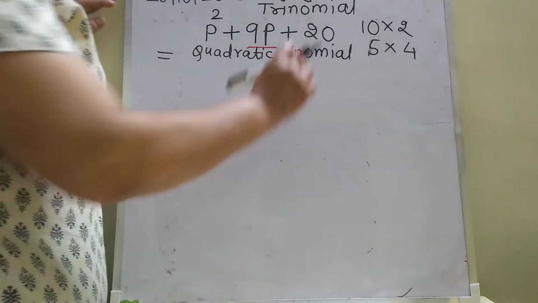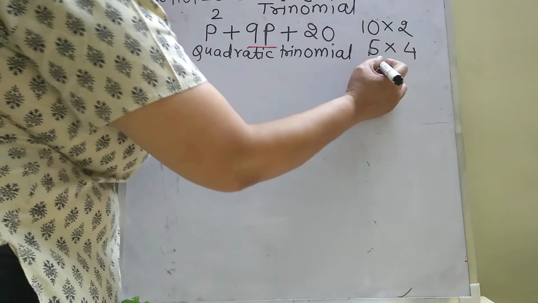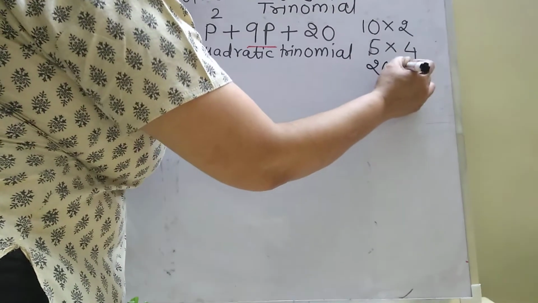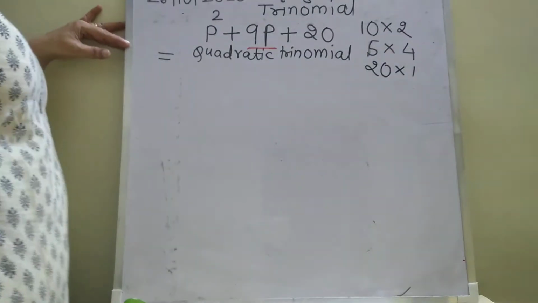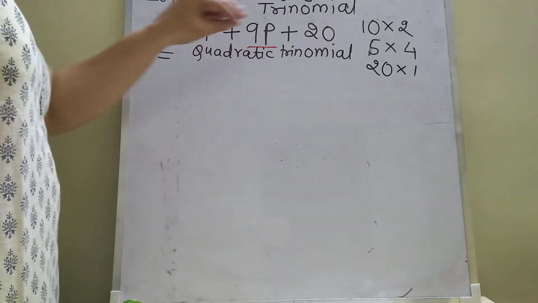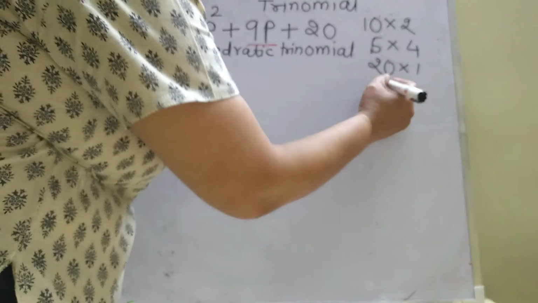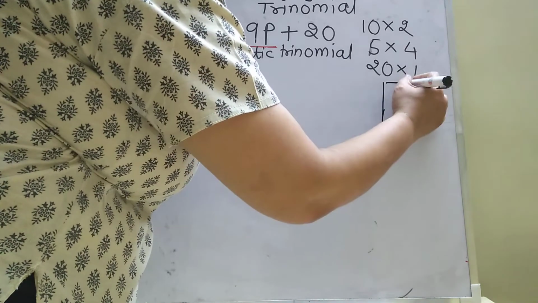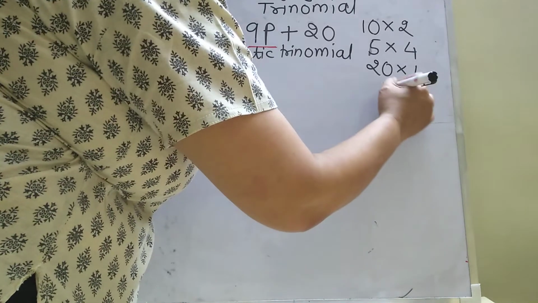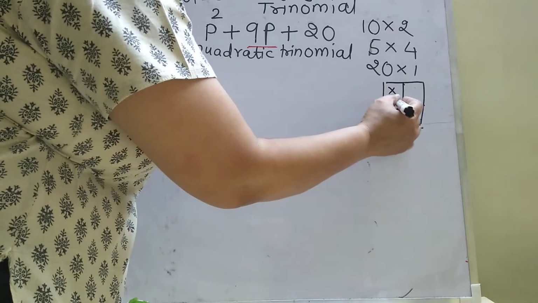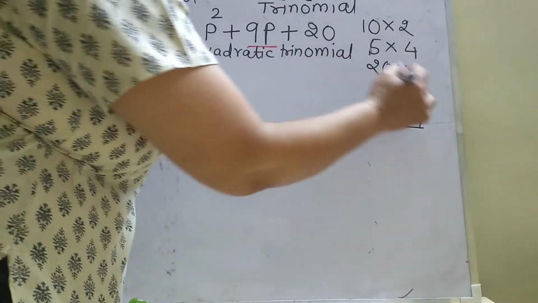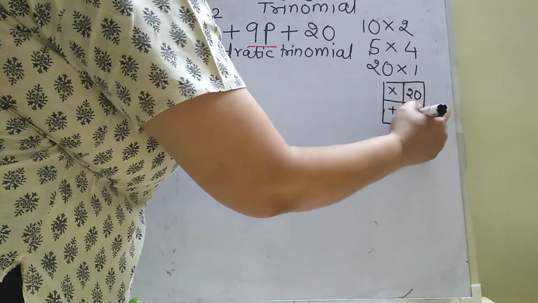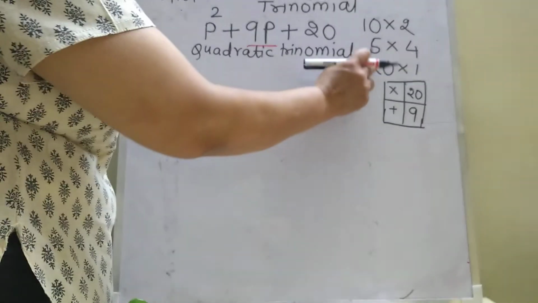We are going to find the factors of 20 such that their addition will be 9. If you follow this condition, you can make a box like this with two columns: the product column and the addition column. So for the product you want 20, and for the addition you want 9.